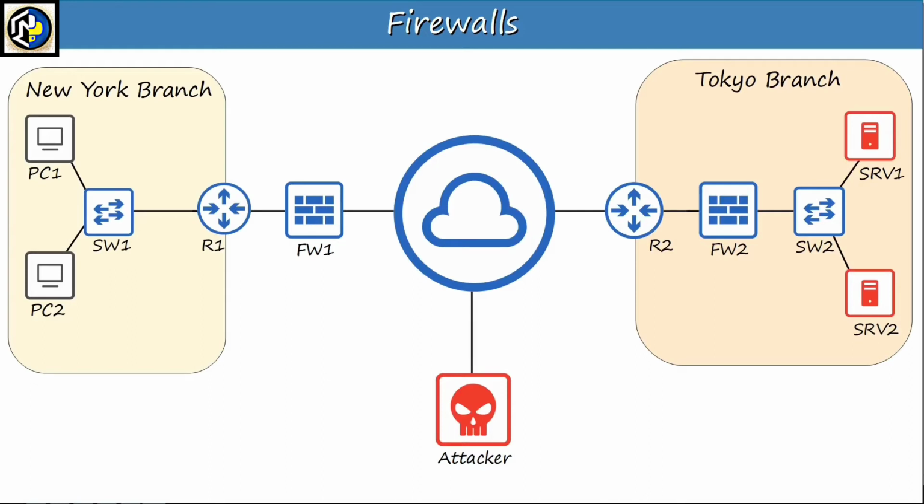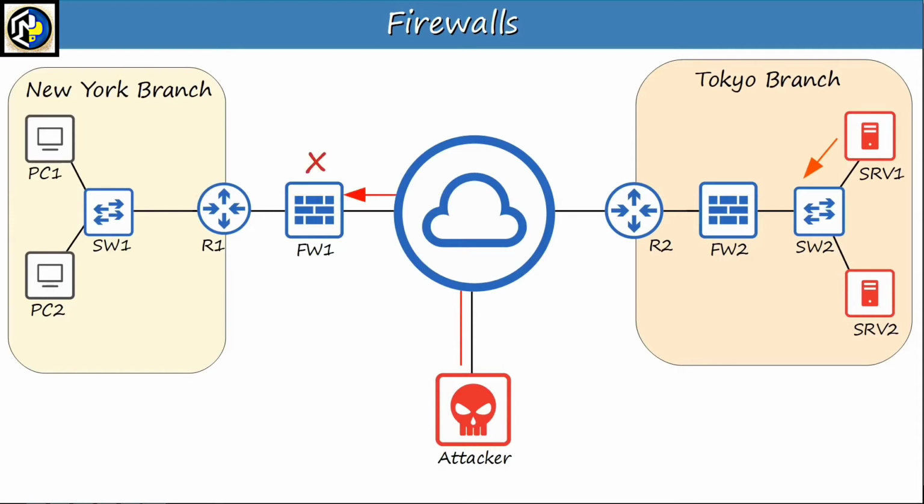Firewalls must be configured with security rules to determine which traffic should be allowed and which should be denied. If you configure the rules properly, if PC1 in the New York branch tries to access server 1 in Tokyo, the firewalls should permit the traffic through. The return traffic from server 1 to PC1 should be allowed as well.